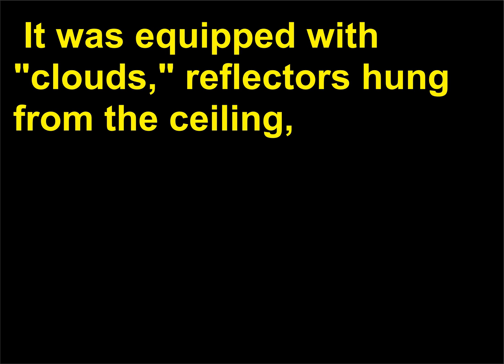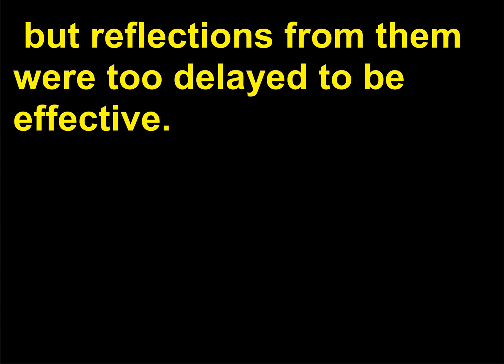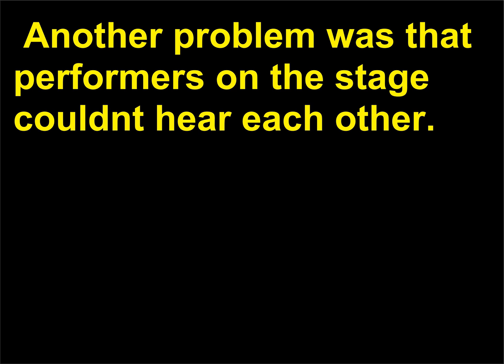But when it was completed in 1962, critics were very unhappy with the sound. The wider hall did not have enough initial reflections and sounded dry. It was equipped with clouds, reflectors hung from the ceiling. But reflections from them were too delayed to be effective. Another problem was that performers on the stage couldn't hear each other.